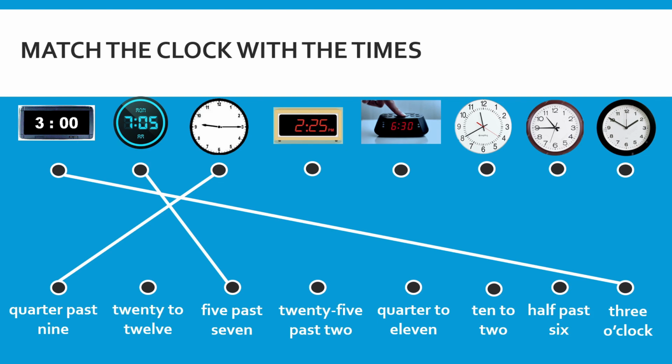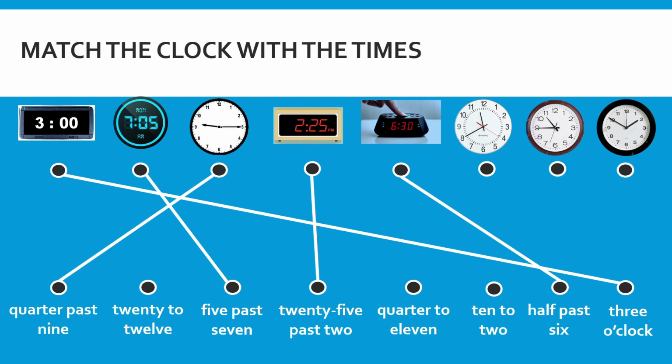Next, 2:25. The answer should be 25 past 2, which means 25 minit selepas pukul 2. Following picture, 6:30. In other words, we can also say it as half past 6. Half means setengah. Setengah selepas 6. Or in other words, we can also say it as pukul 6:30.